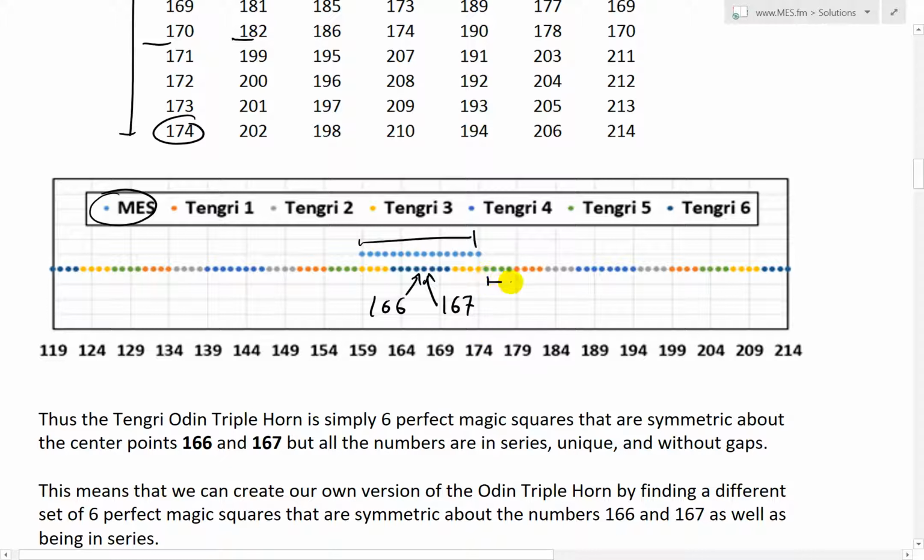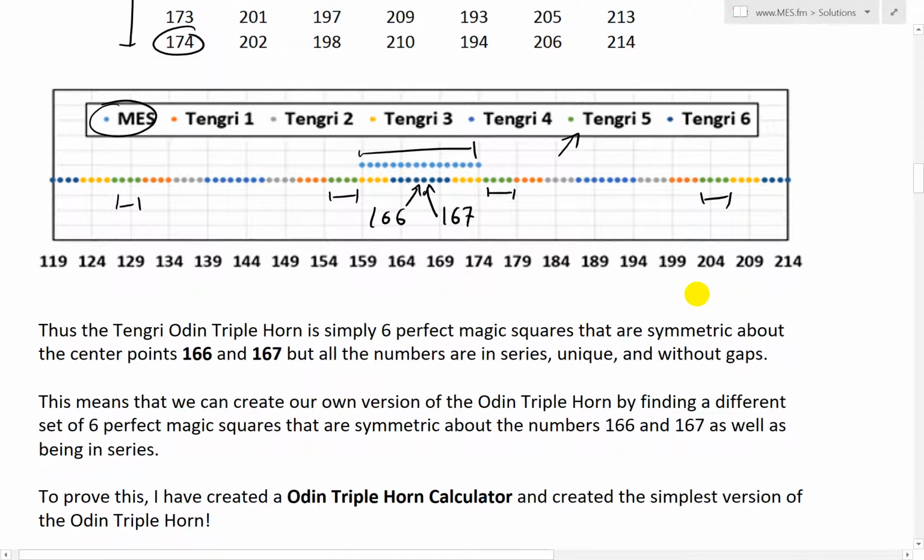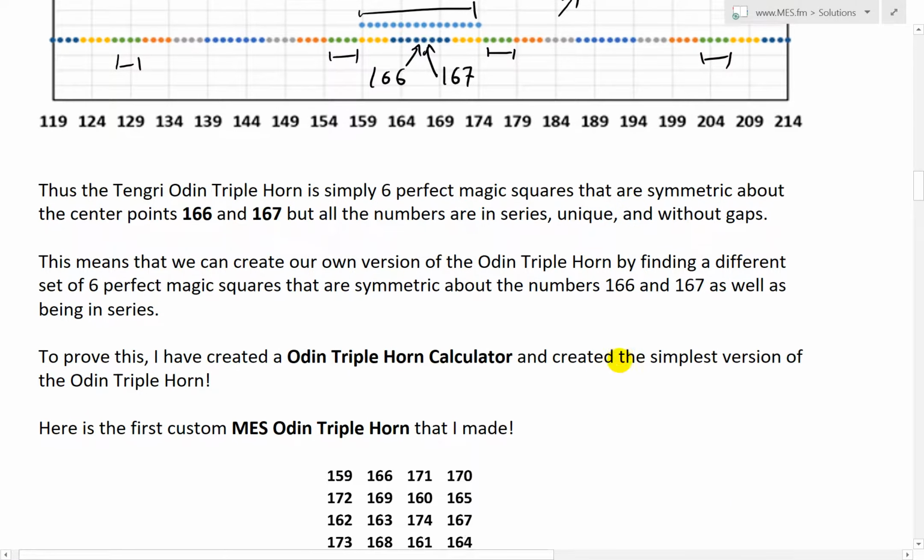For example, this green one, that is the Tengri 5. So there's the green, there's the green, there's the green right here. And it's all perfectly symmetric about the center 166, 167 points. So basically, the Tengri Odin Triple Horn is simply 6 perfect magic squares that are symmetric about the center points 166 and 167, but all the numbers are in series, unique and without gaps.